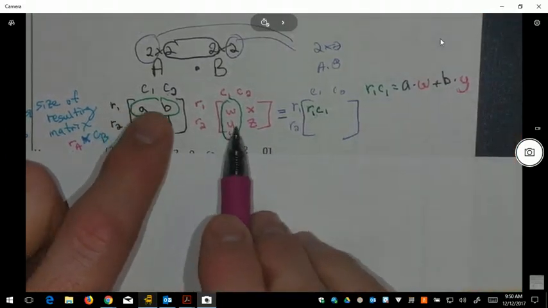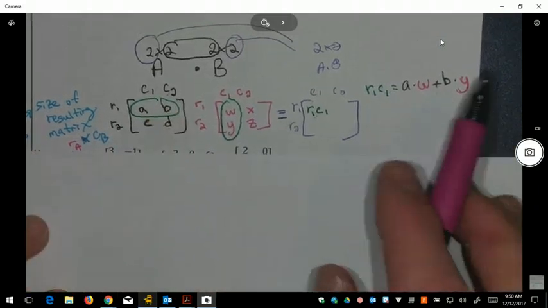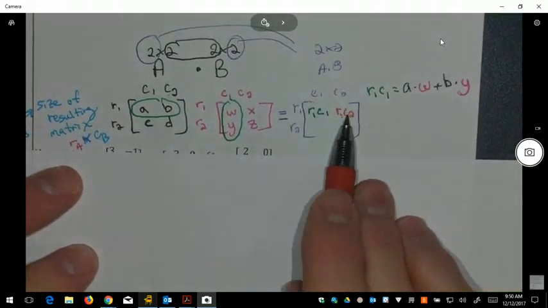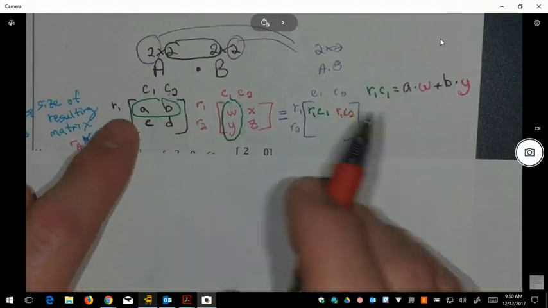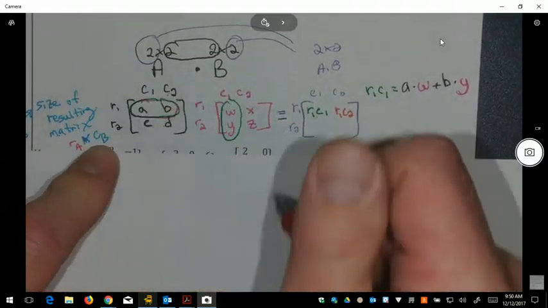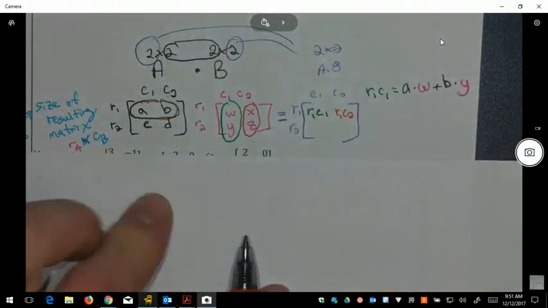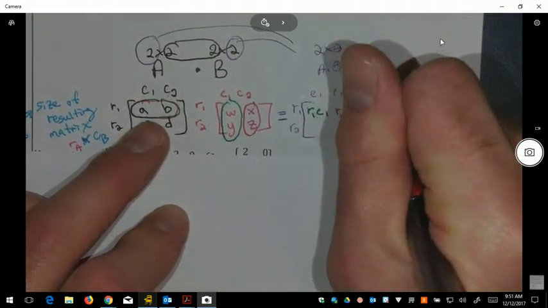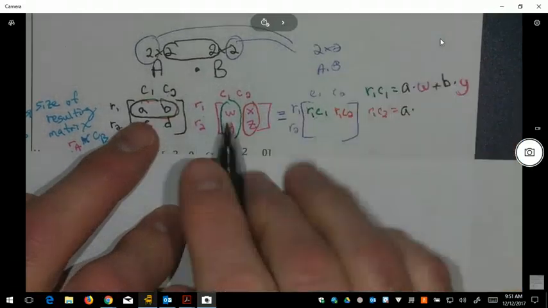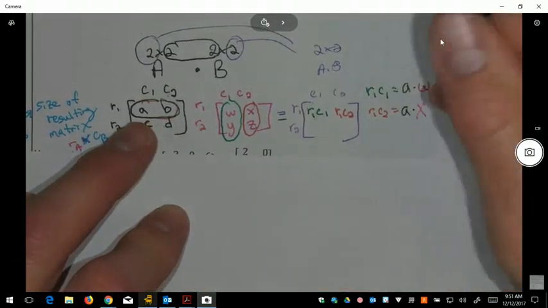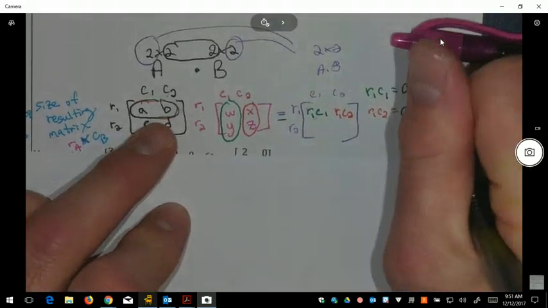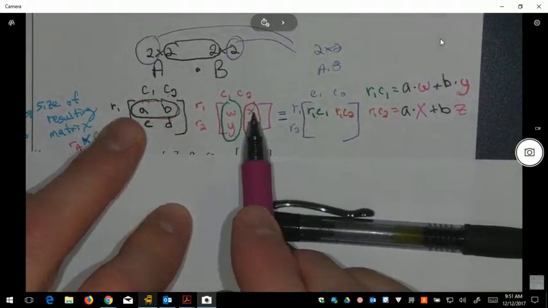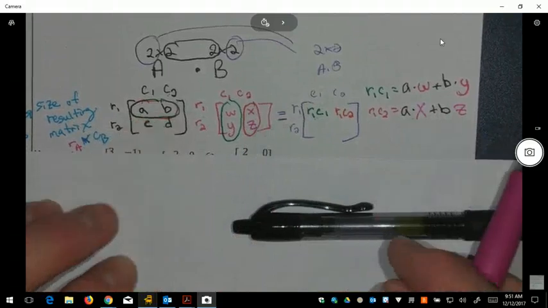So the first elements get multiplied together, the second elements get multiplied together, and they get added. To calculate row 1, column 2, which is our next element, we're going to pull from row 1 of matrix A, column 2 of matrix B. So again, this time we're going to have A times X plus B times Z. So the first one's A and X multiplied together, second one's B and Z multiplied together, and add them up.